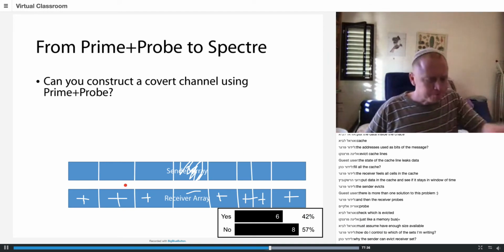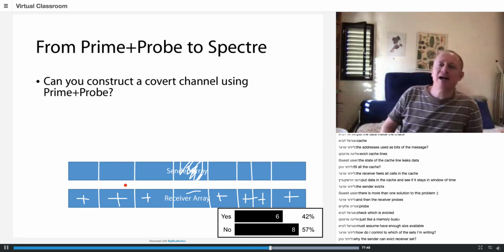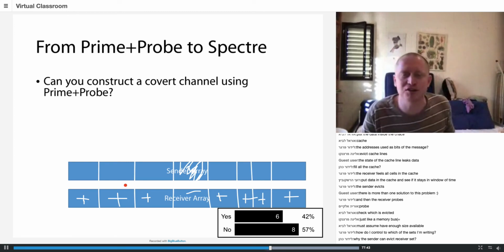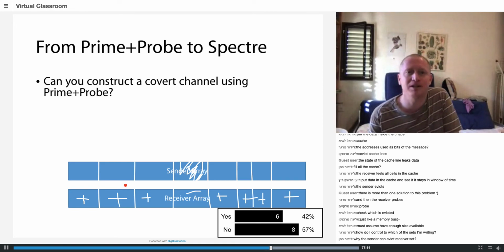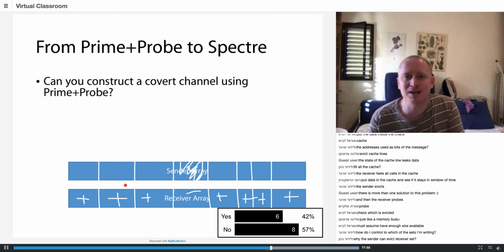So Lidor is asking, how do I control which set I'm writing? Again, I need to be able to reverse engineer the mapping strategy, which maps memory to cache sets. But now this is already happening. That's it. We're in that place in history where it's already happened.